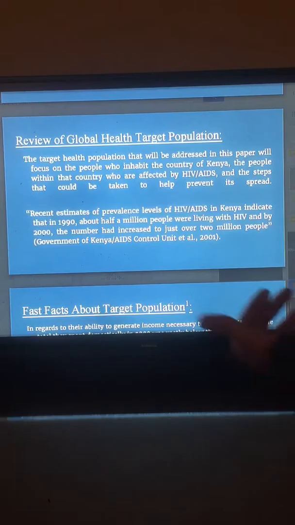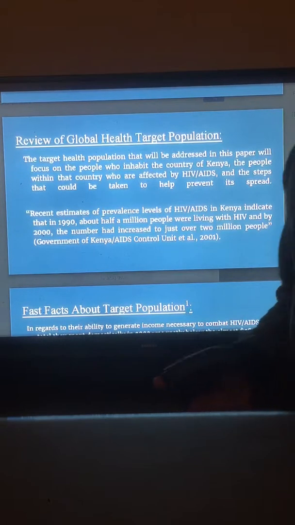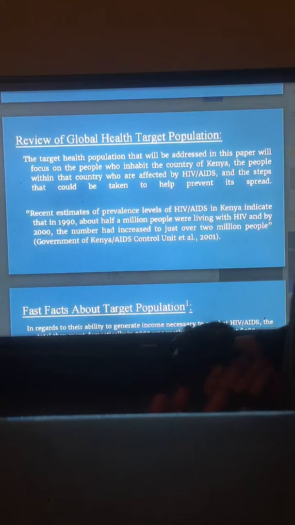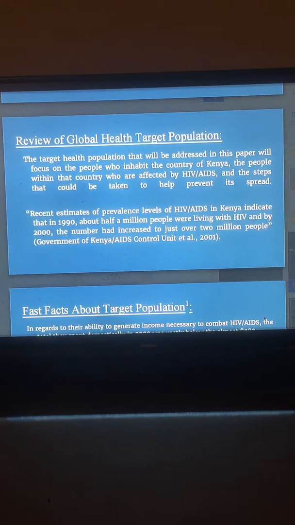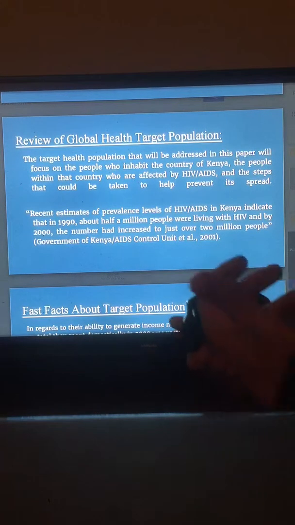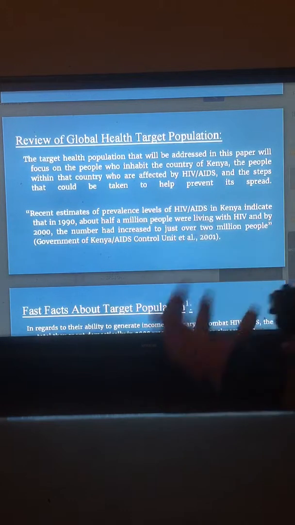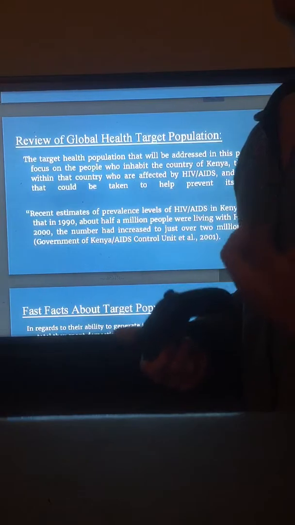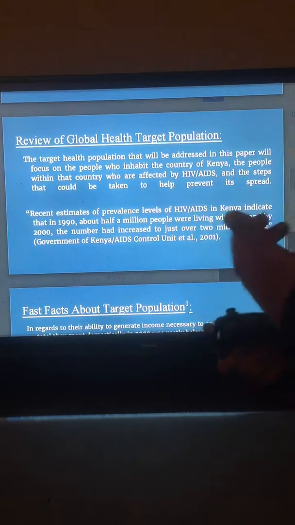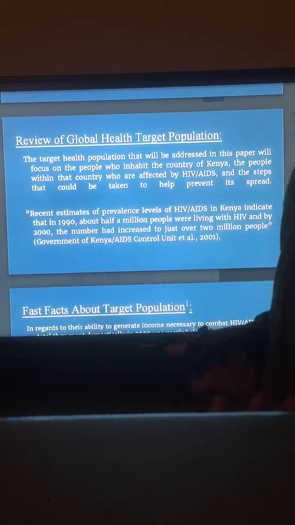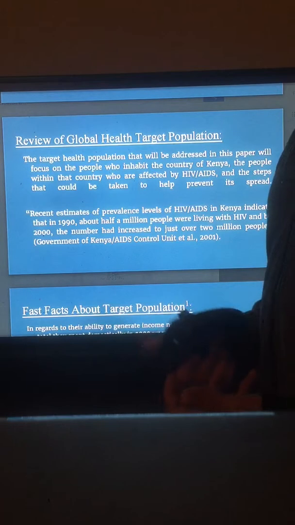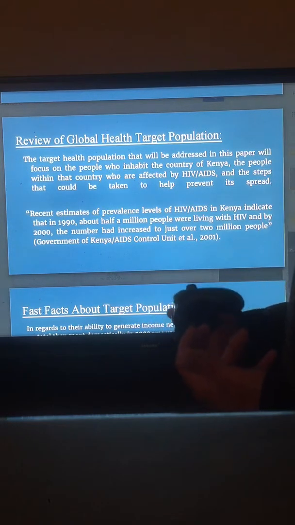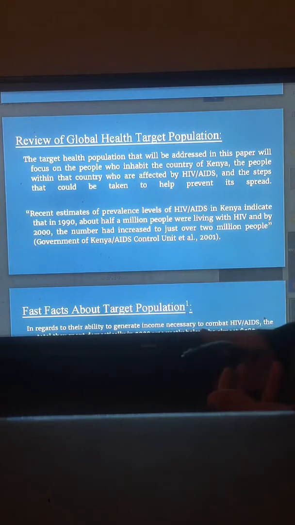My target health population that was addressed in the paper was the actual inhabitants of the country of Kenya. Basically, the individuals who are affected by HIV/AIDS and the steps that could be taken to prevent its spread, not only by the individuals that have it, but how do we protect the individuals that don't have it with education, with preventative measures, with medical science and breakthroughs that we could utilize to help protect those individuals.